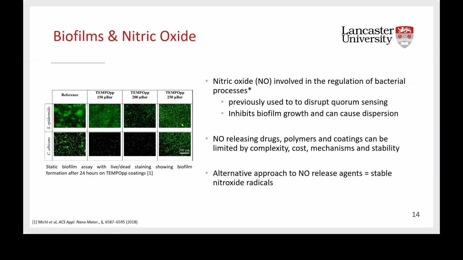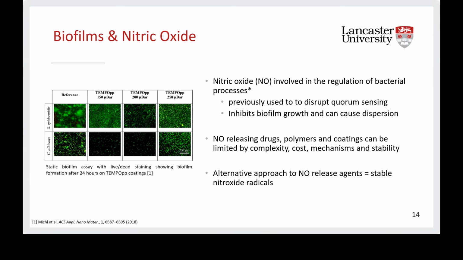So where does nitric oxide come in? Nitric oxide, NO, is involved in the regulation of bacterial processes. It also has wider applications in other biological processes as well. It's previously been shown that nitric oxide can be used as an antibacterial agent. It disrupts a process known as quorum sensing, which is how bacteria regulate cooperative and physiological activities. Essentially, it's them communicating by releasing and sensing and responding to different signal molecules.